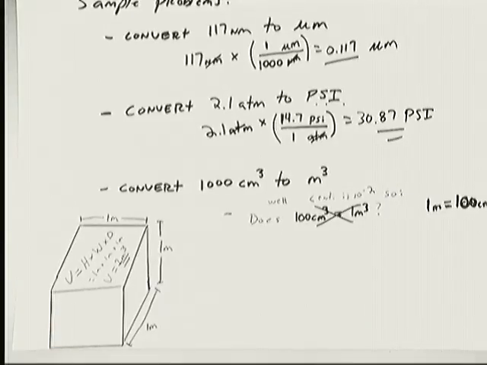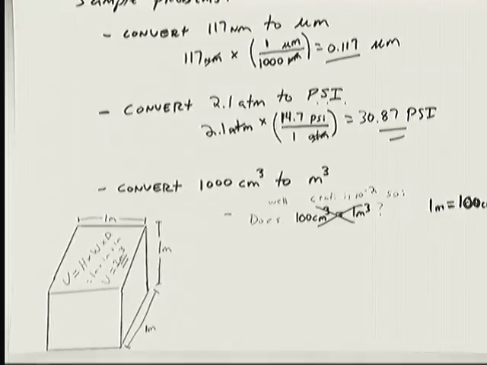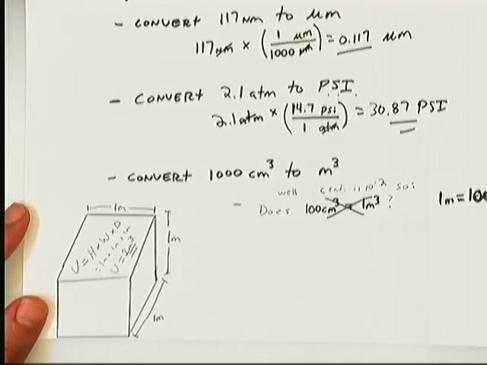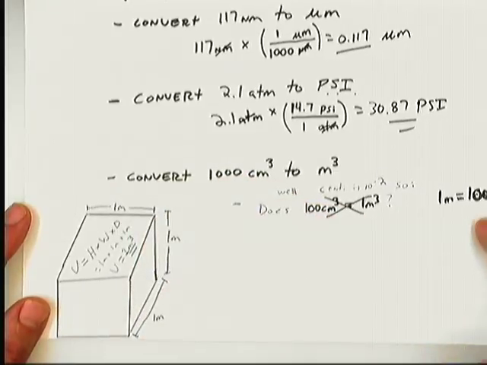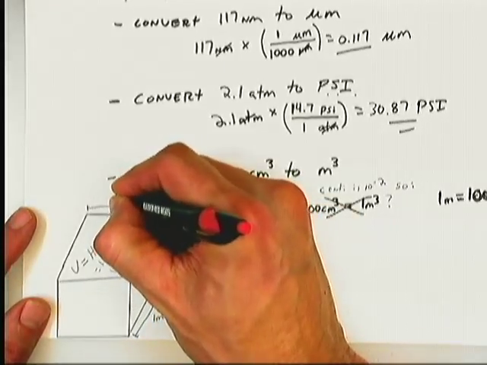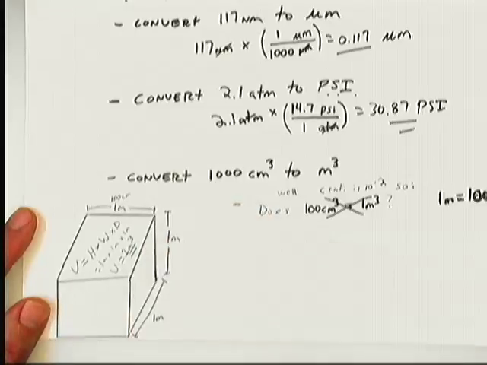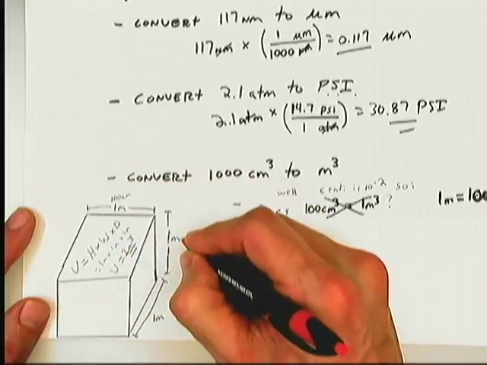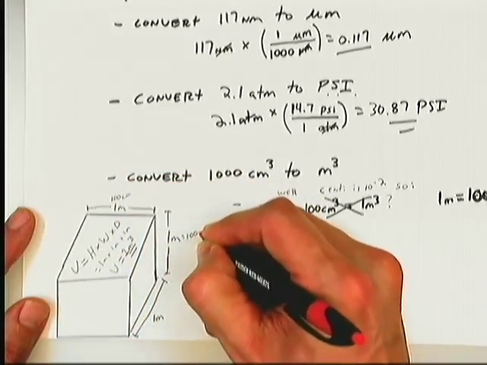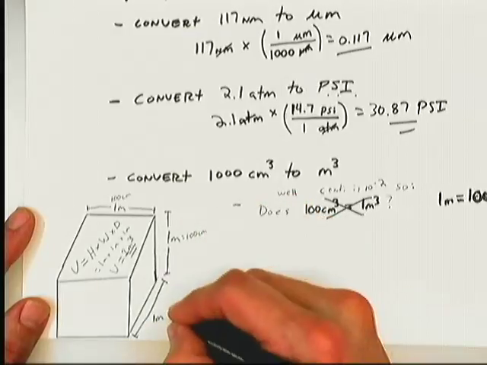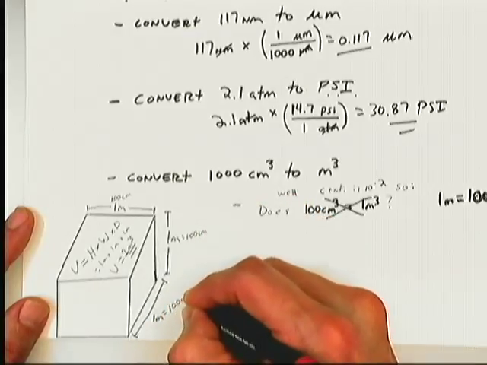But how many cubic centimeters is that? Okay, how many cubic centimeters is that? Let's think about that for a second. Well, I already said that I know that a meter is 100 centimeters. So I have a 100 centimeter edge length there, 100 centimeter edge length there, and a 100 centimeter edge length here.